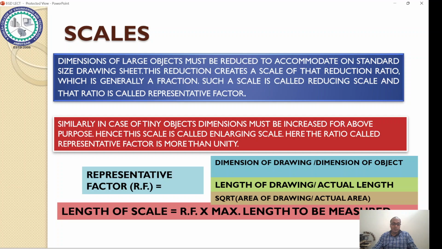So sometimes we have to prepare the drawing of an object which is very large and which is difficult to accommodate in our drawing sheet. In that case, what we do is reduce the actual size of the object, so that we can easily prepare it in our drawing sheet. Okay, so to do this, we use scales. Okay, and when we reduce the size, it is called a reducing scale.